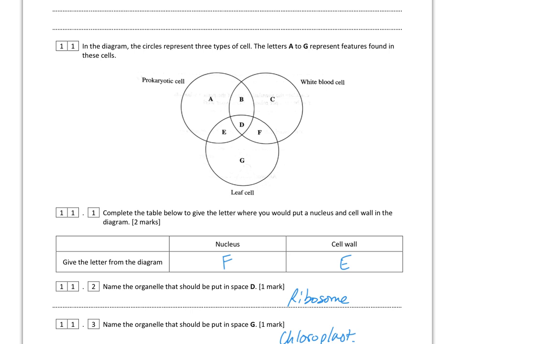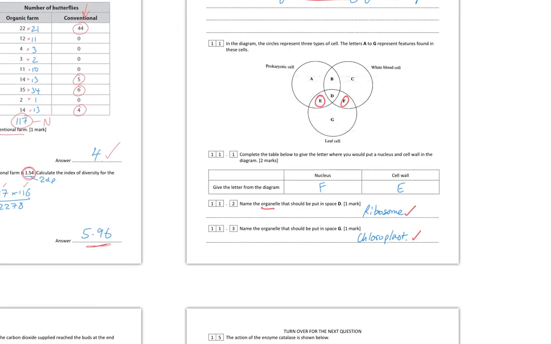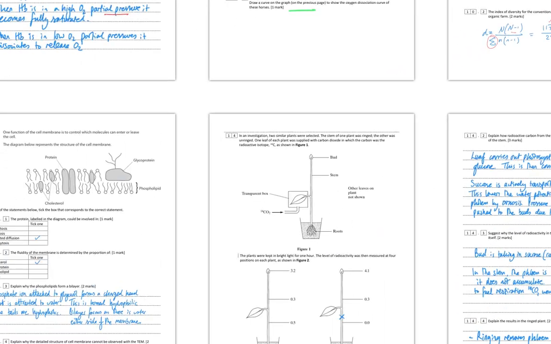F, yeah, leaf cells and white blood cells have a nucleus, and leaf cells and prokaryotes have a cell wall. And what's in space? D, yeah, all cells have got cytoplasm and ribosomes, but it says organelle, so it has to be ribosome. And G could be permanent vacuole, but I put chloroplast. I'm still correct. Oh, we're romping through this.